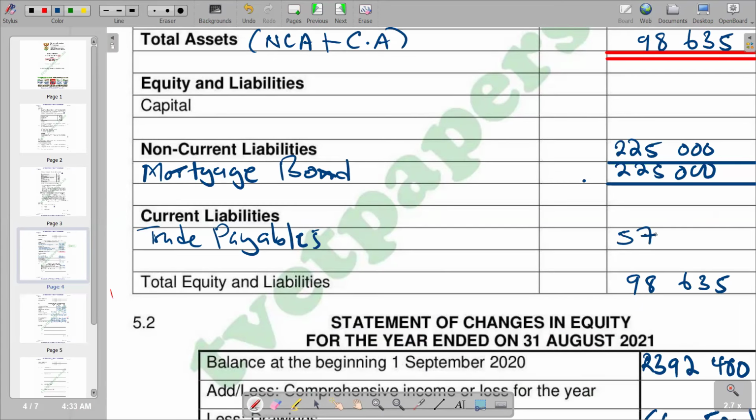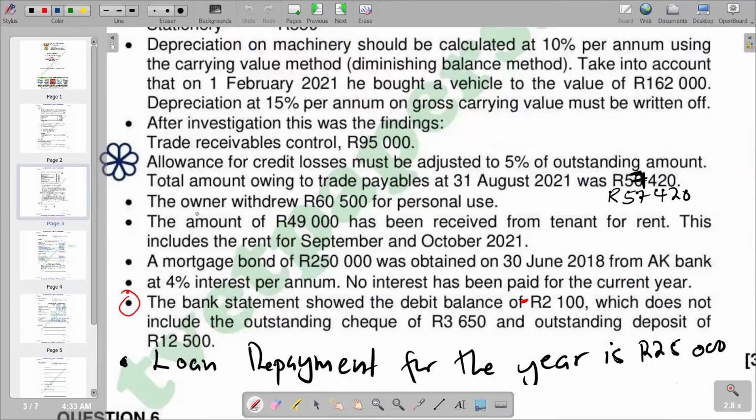The amount that we have is 57,420. And then if you go there, you see that we also have a trade and other payable, which is in terms of our rental. The amount of 49,000 rands has been received from a tenant for rent. This includes the rent for September and October 2021.